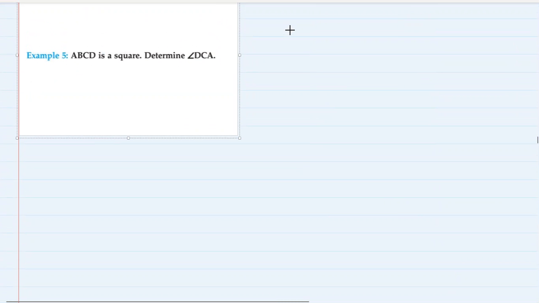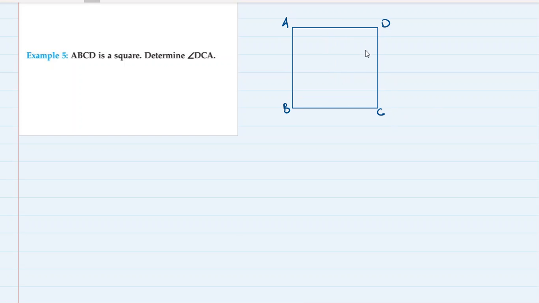Next question. We have to draw a square. Let's say this is square ABCD. We have to find angle DCA. So for this we have to draw two diagonals. This is the angle DCA which we need to find. Okay, this is very easy.